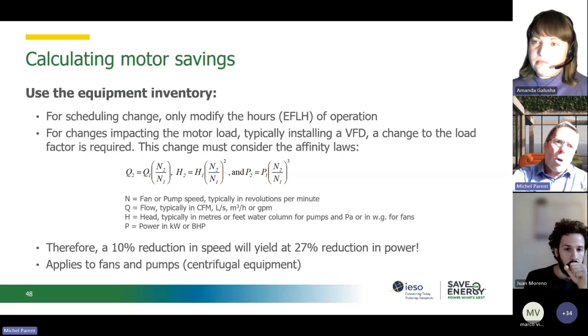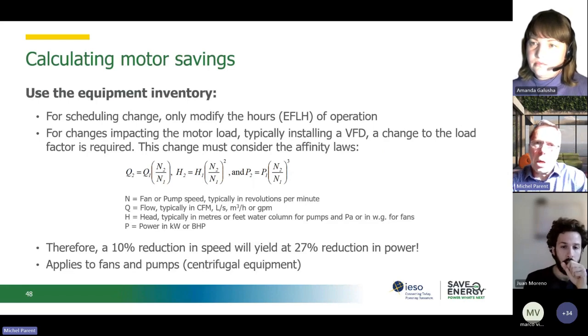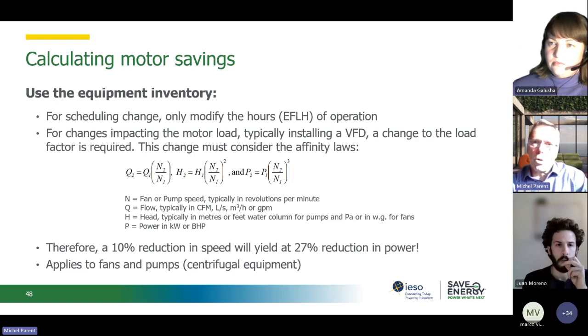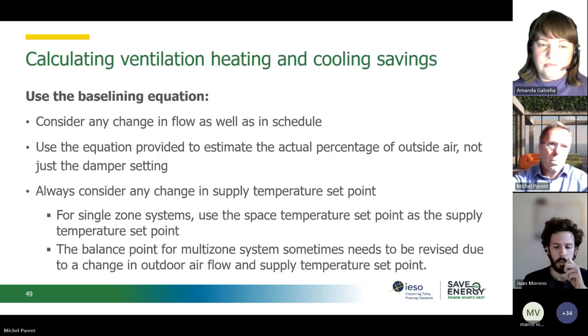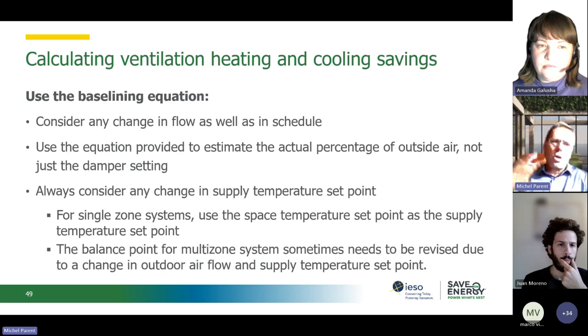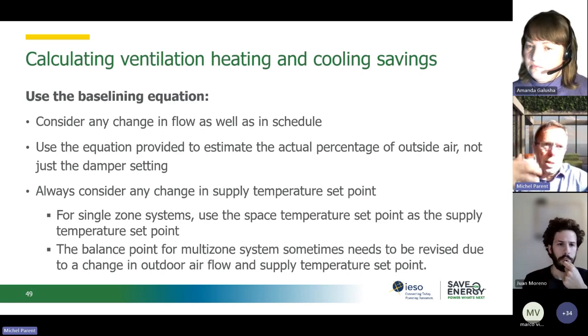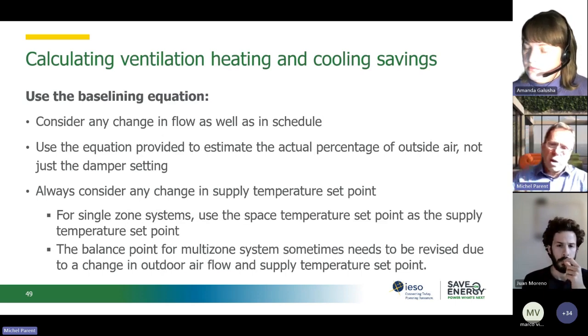So it may or may not be in your baseline equation, depending if you do have VFDs or not. If you don't and you have a measure, do not use proportional savings for motors. I know I'm repeating myself, but it's quite important. So you're going to use your baselining equation. You're going to say, how much do I reduce? And you have to be very careful again.